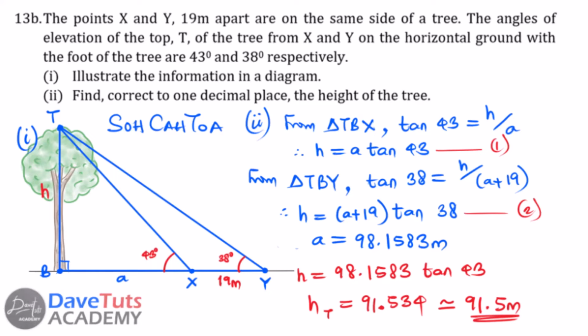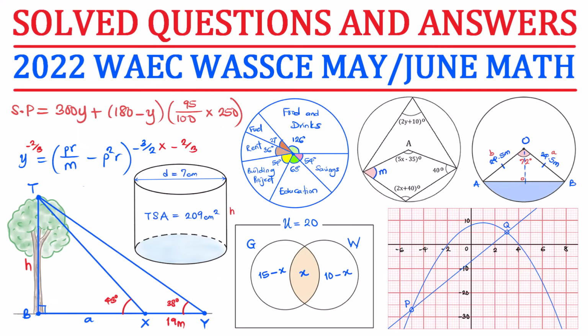And with this, we can say we are good to go. We've been able to solve this question as requested, getting the height of the tree as 91.5 meters. And with that, we've come to the end of this beautiful journey in which we took our time to look at all of the questions from the 2022 May-June WAEC WASSCE mathematics question paper.